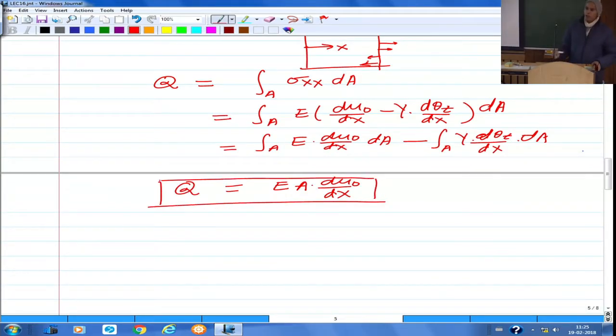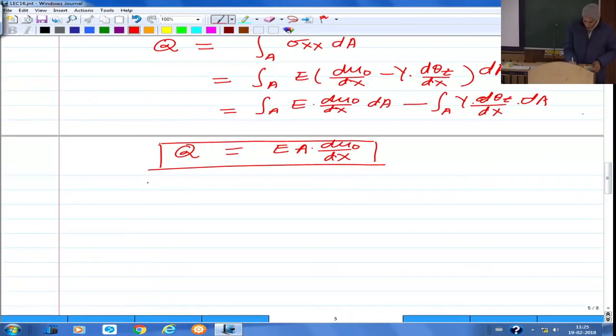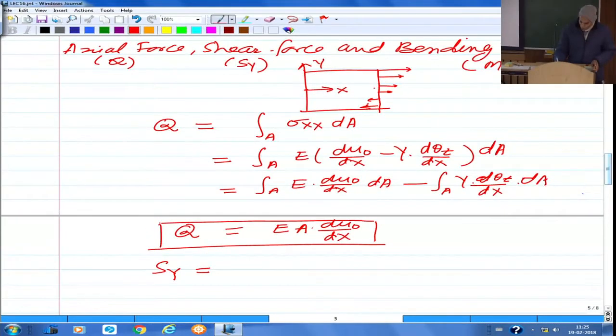If y equal to 0 is not the centroid of the cross section, then this second part will also be non-zero. Then the shear force Sy is simply the integration of shear stress. See, in the same cross section you also have shear stress. The shear stress here, with outward normal along plus x, so the positive shear stress is in this direction. This blue one is tau xy.